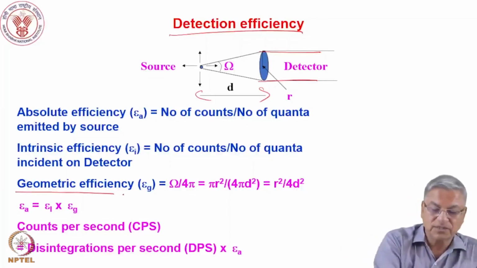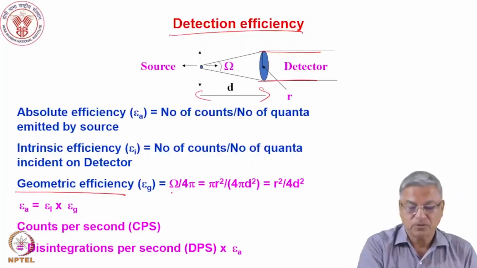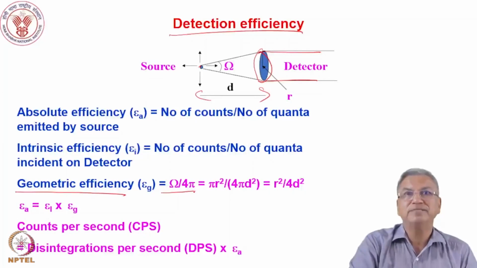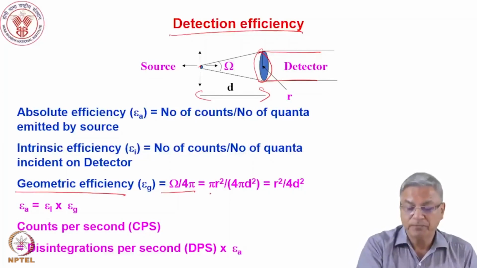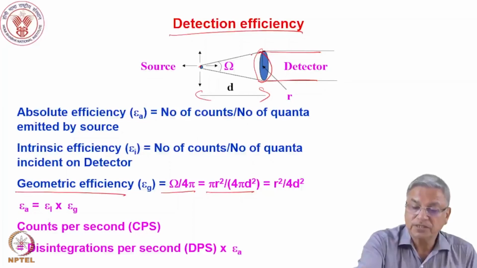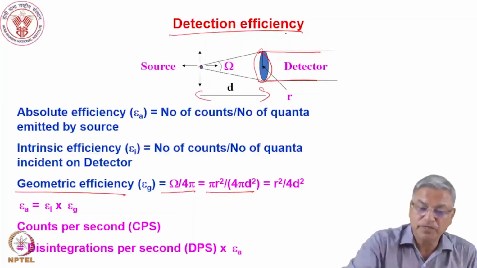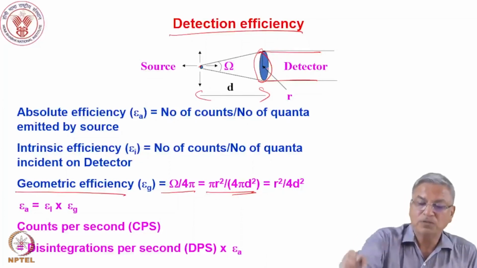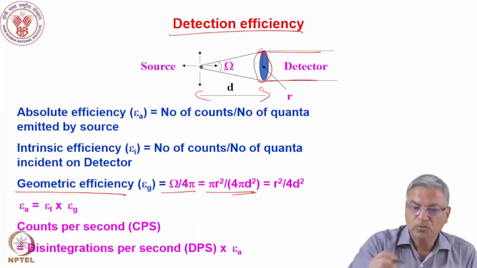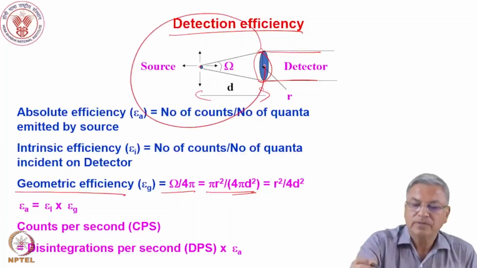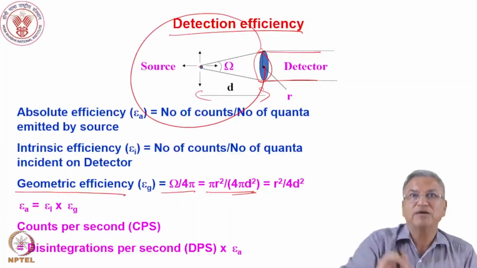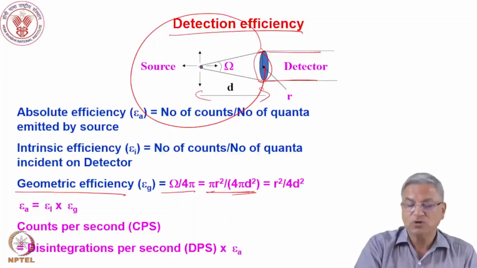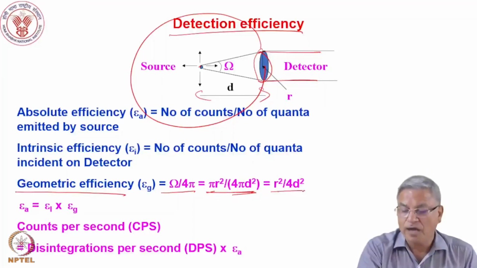So we'll go in the reverse direction. Geometric efficiency is the solid angle subtended by the detector at the point, omega upon 4 pi. And this omega upon 4 pi can be written in terms of the area of the detector surface over the surface area of the sphere, 4 pi d square. Because this detector can be considered as part of the area of a sphere. You can have a sphere, and on its surface a small portion is covered by the detector. So pi r square is the fraction covered by the detector. That is called the geometric efficiency. It becomes r square upon 4d square.